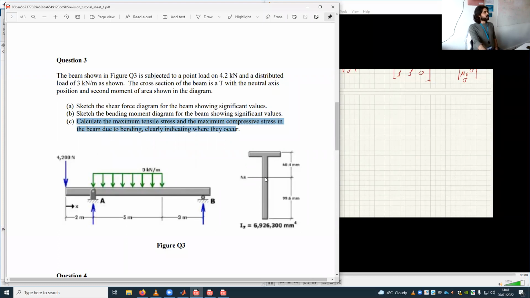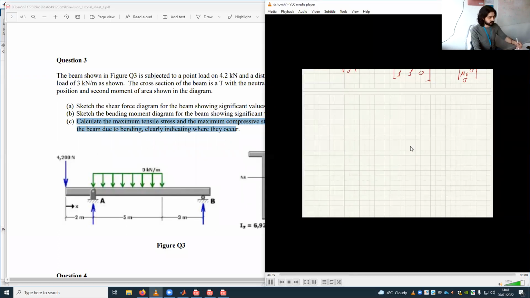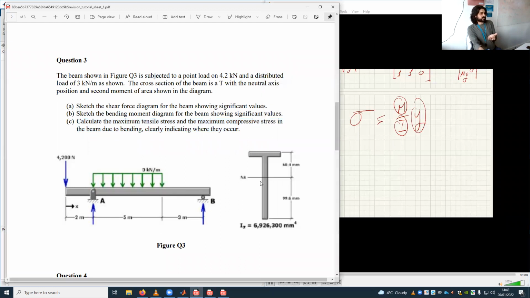What is the flexure equation? What is the stress equation for bending? Sigma equals M over I times y. So M is constant, that's the bending moment. I is constant, that's the second moment of area. So depending on where I am vertically on the section, the farther away I am from the neutral axis, the larger is that y. And so which point is the most stressed?